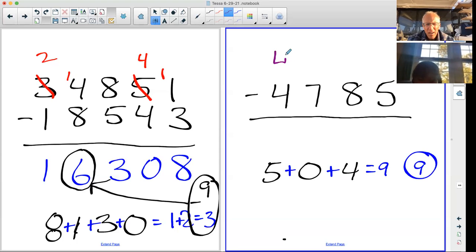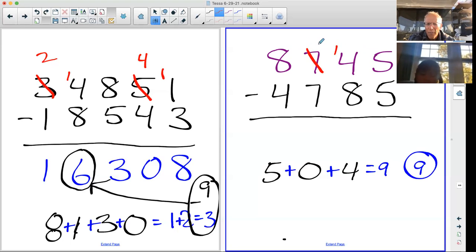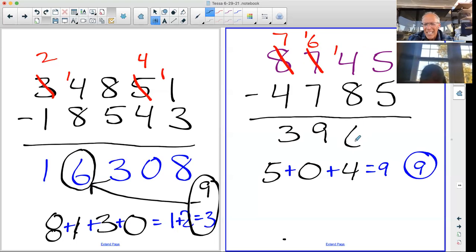Yeah, 4,000. Wait. This was the normal number. Okay, so 8,745. Excellent. And I assume that you borrowed from the 6, made that a 16, borrowed from that, made it a 3, 3,960.